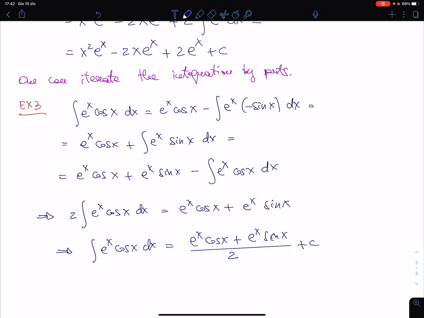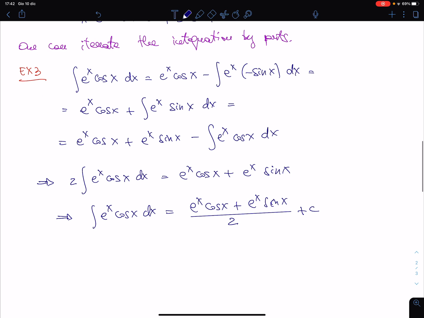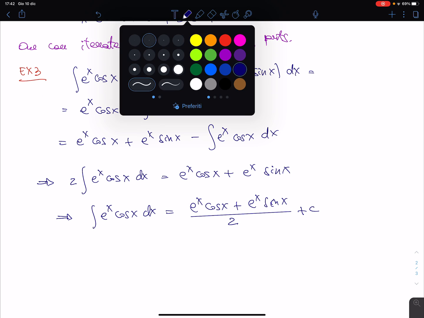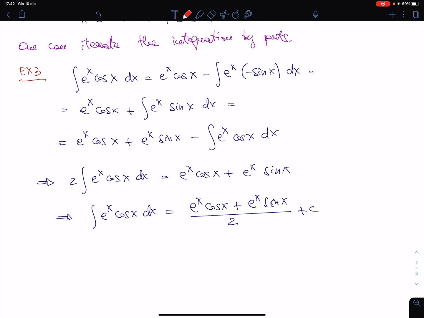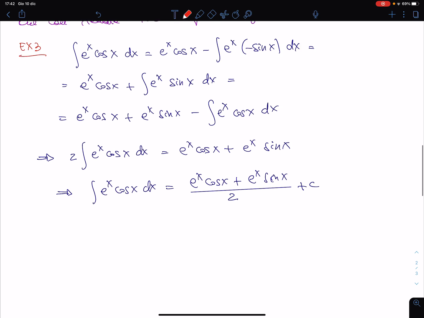And we can verify. If this trick of iterating integration by parts and then summing up two integrals does not convince you, just verify it.